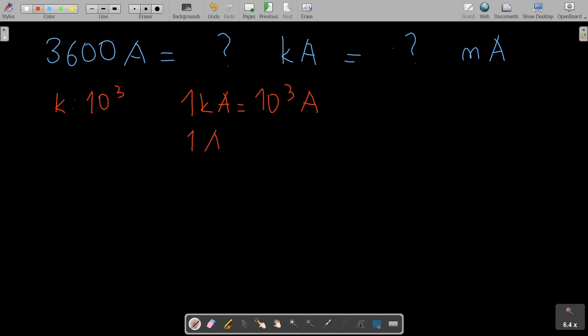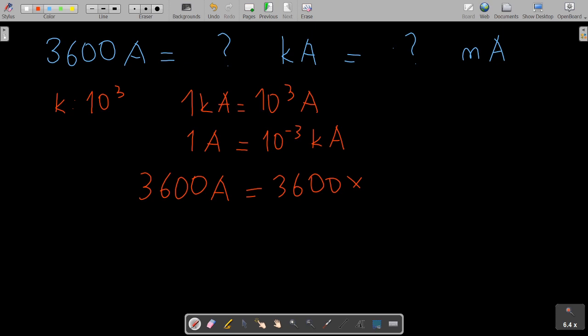So from here I can go: 1 amp is 10 to the power minus 3 kiloamps. Okay, knowing that, now I'm asked to convert not 1 amp but 3600 amps. Therefore, if 1 amp is 10 to the power minus 3 kiloamp, 3600 amp is 3600 times 10 to the power minus 3 kiloamp.